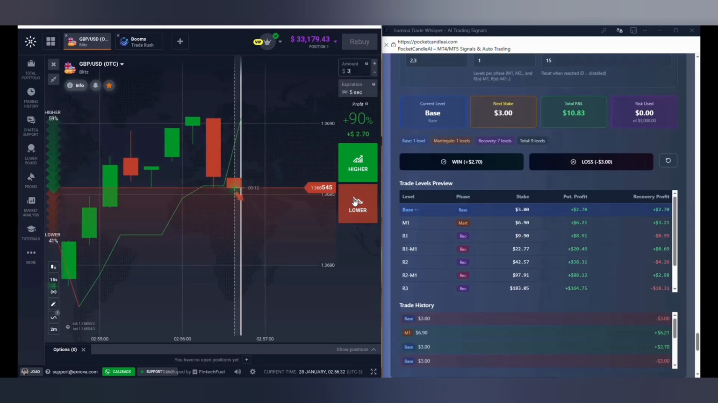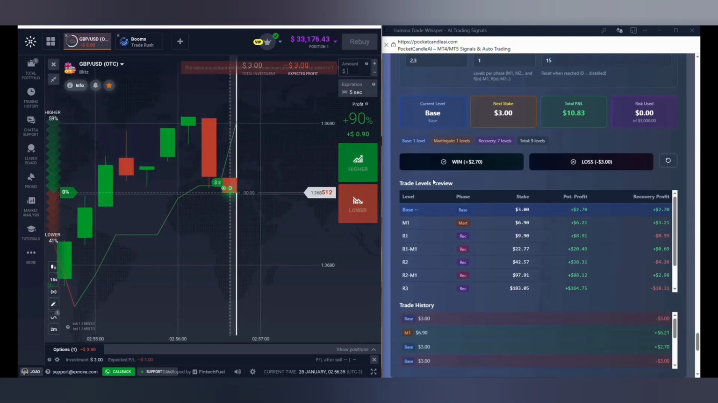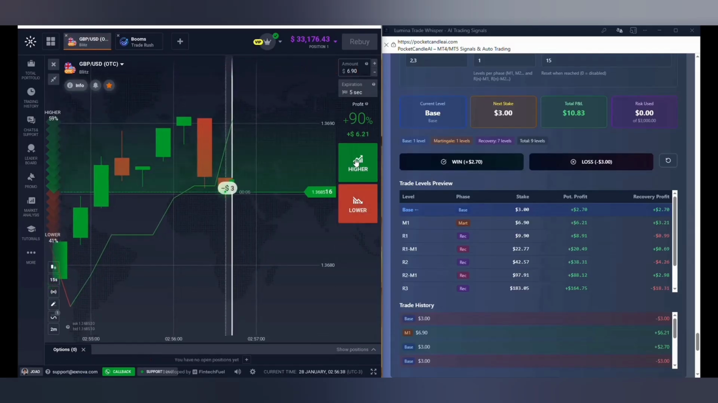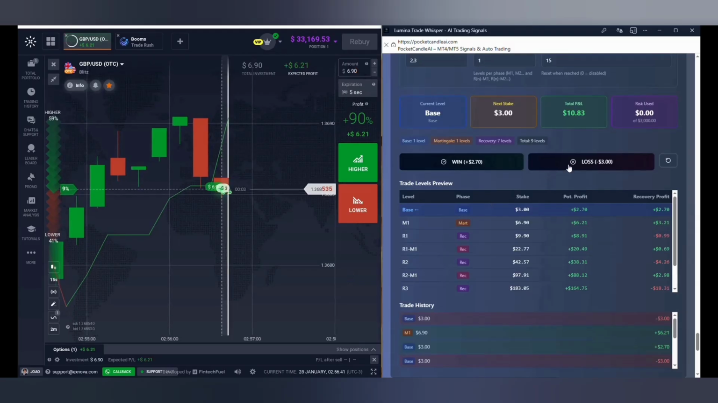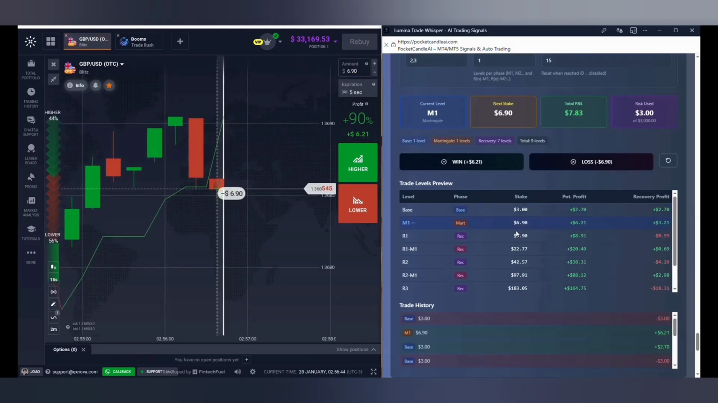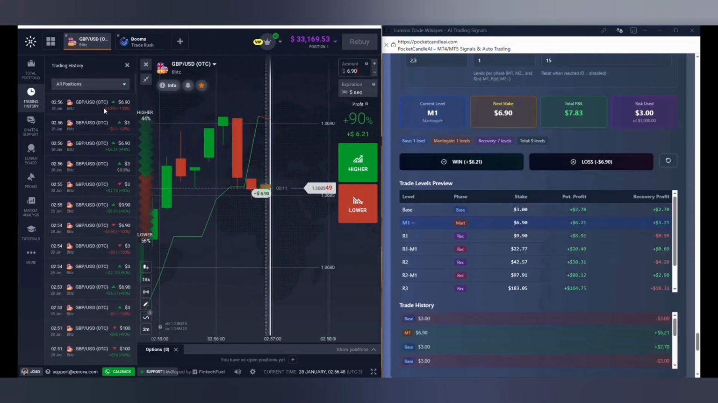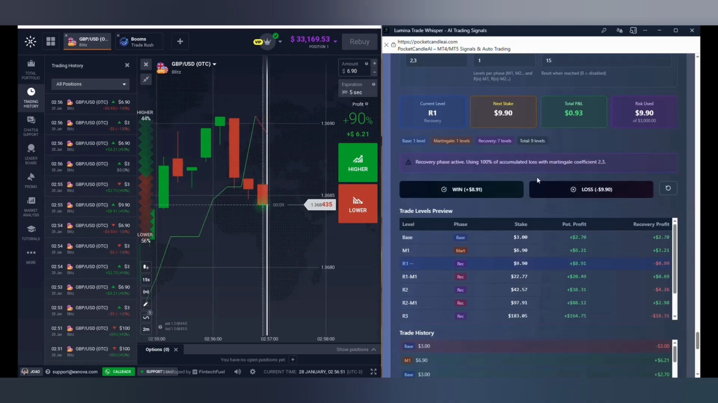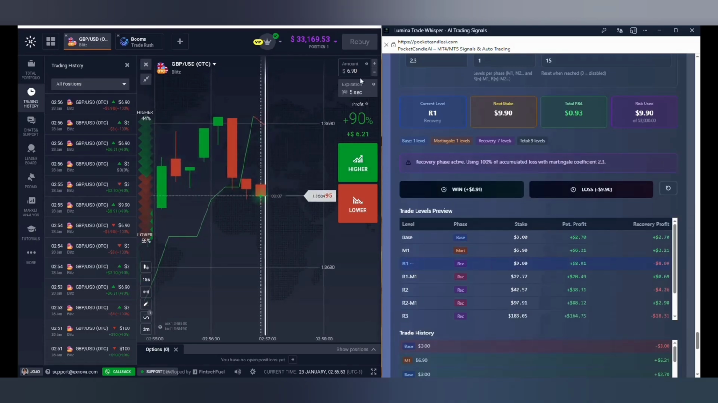Trading opportunity. Buy signal on GBP US dollar OTC. Confidence 75%. Lost the first one. Was that a loss? Yeah, that's a loss. We lost the second one. It will give you the next trade, 990.